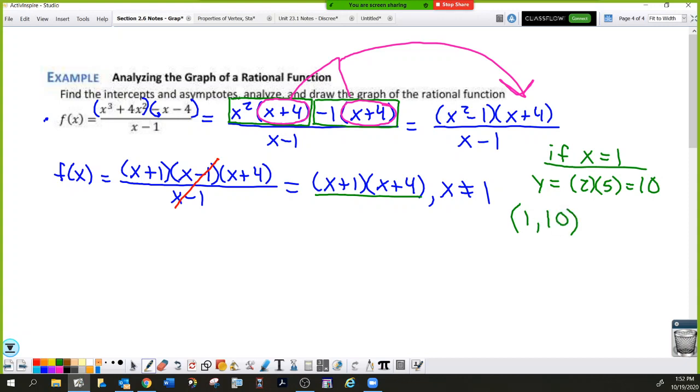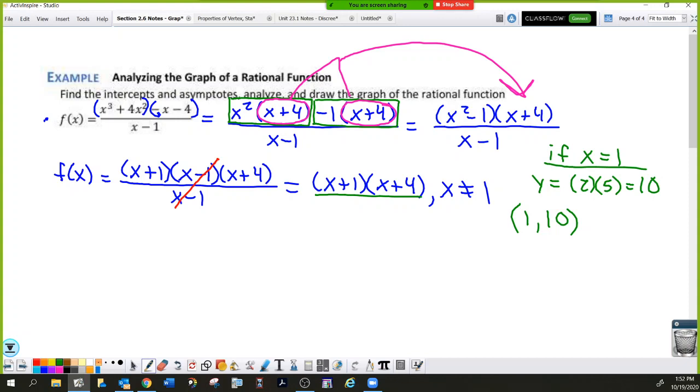Elena, this would be a discontinuity. But it's not infinite, is it? It's a single point. So what do we call that? Removable discontinuity. Specifically, I removed an x minus 1 from the function on the top and bottom. It creates a removable discontinuity, a hole in my graph at the coordinates 1, 10. But other than that hole in the graph, it's a quadratic. It looks like a quadratic with a hole poked in it.